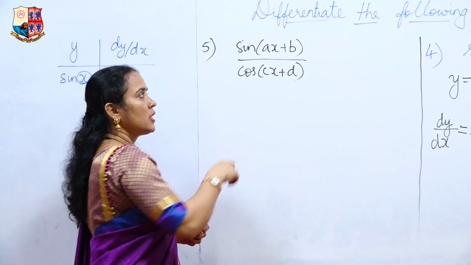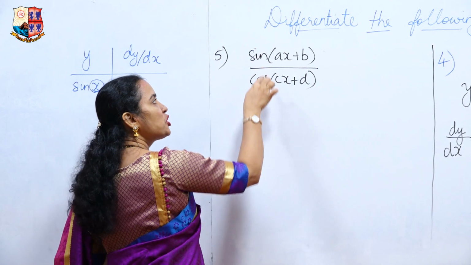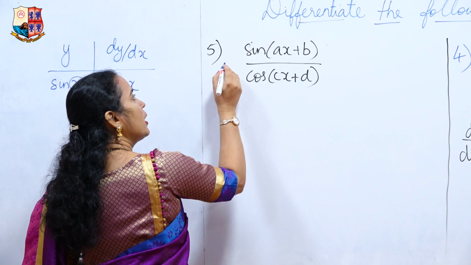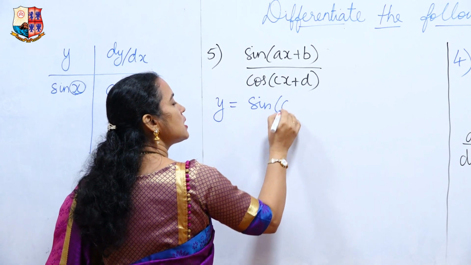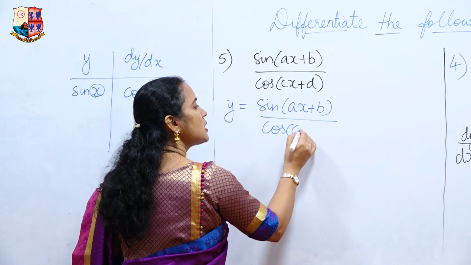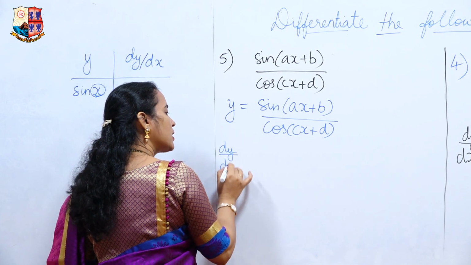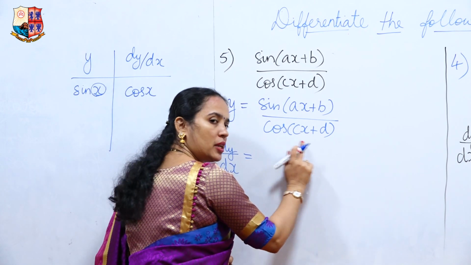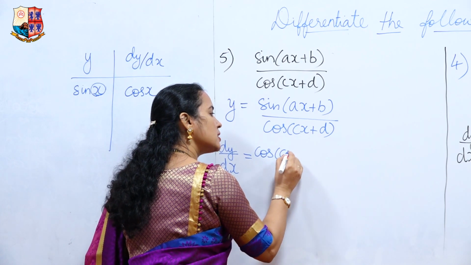Fifth problem, sine of ax plus b by cos of cx plus d. Which rule will you apply over here? Quotient rule. So first step, take the given function as y. Y is equal to sine of ax plus b upon cos of cx plus d. dy by dx is equal to, how will you start? You will keep the denominator as it is. So use the quotient rule, keep the denominator as it is.